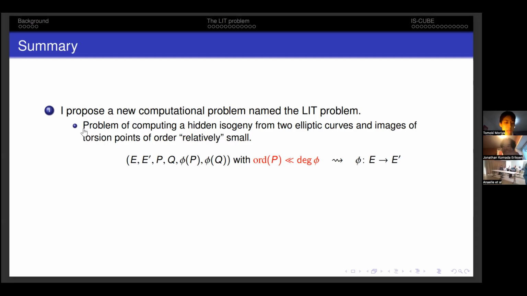In other words, it is a problem of computing a hidden isogeny from two elliptic curves and the image of torsion points of order relatively smaller than the degree of the hidden isogeny phi. So from E and E prime, P and Q, and phi P and phi Q, where the order of P is relatively smaller than the degree of phi, compute the hidden isogeny phi. This is the LIT problem. Today, I introduce the LIT problem and explain some analysis of the hardness of this problem.